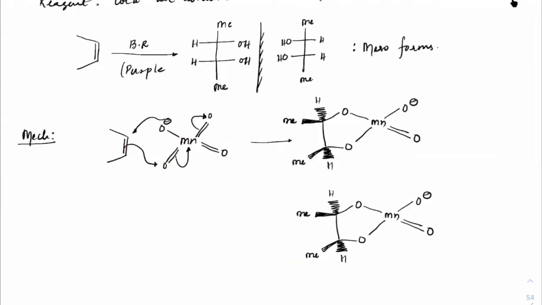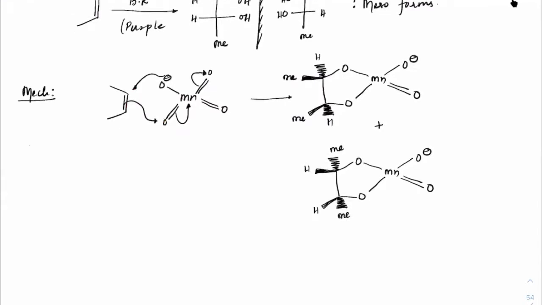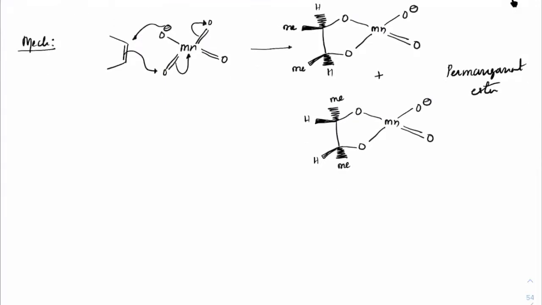Here you can see this hydrogen is coming outside and methyl is going inside, and both of them are mirror images of each other. This is called the permanganate ester. So we would see a permanganate ester formation.